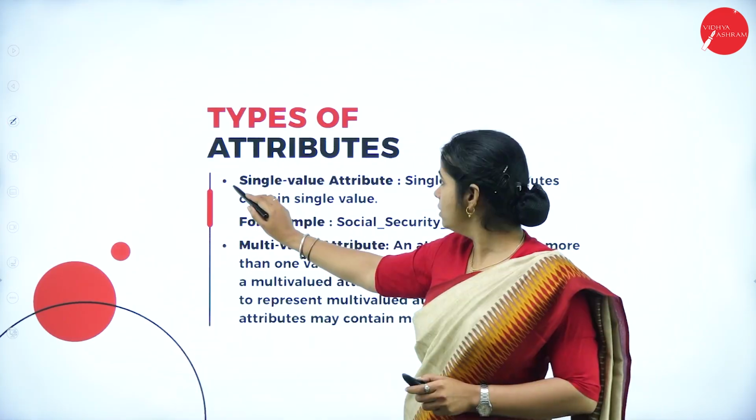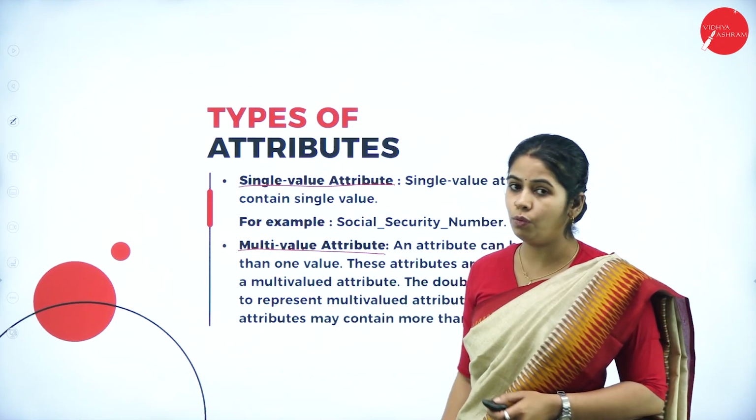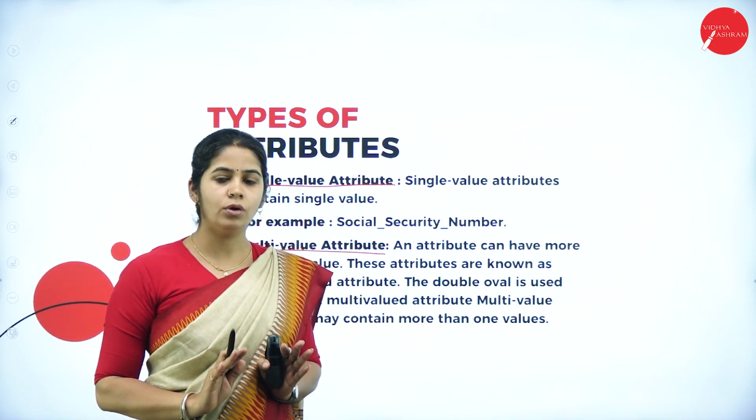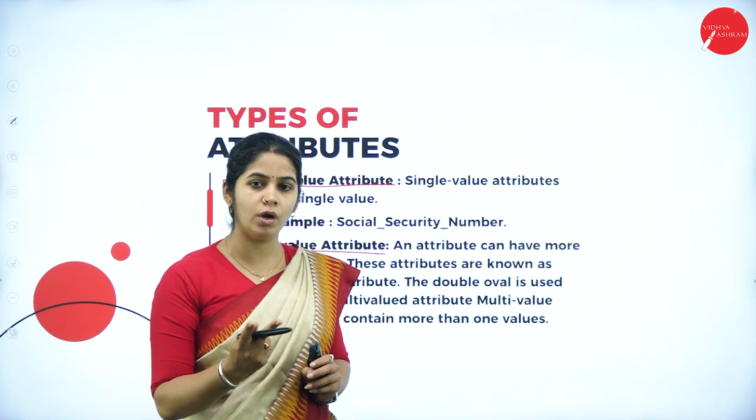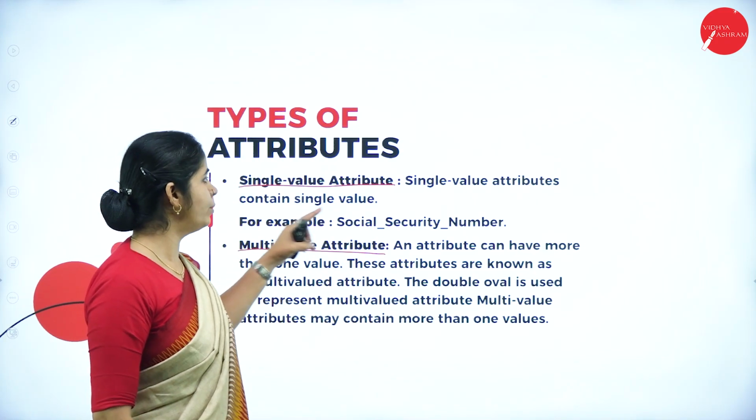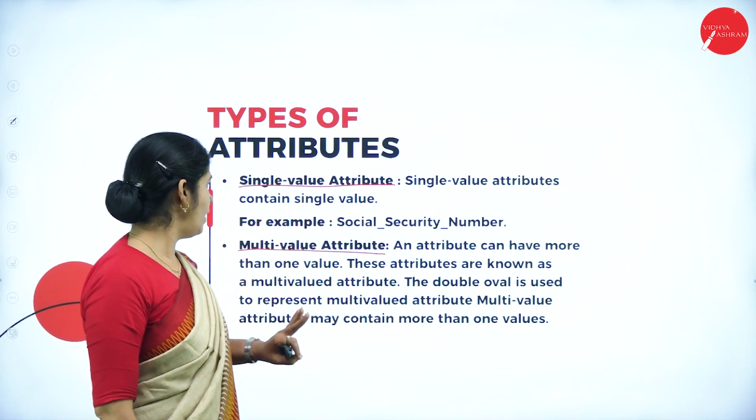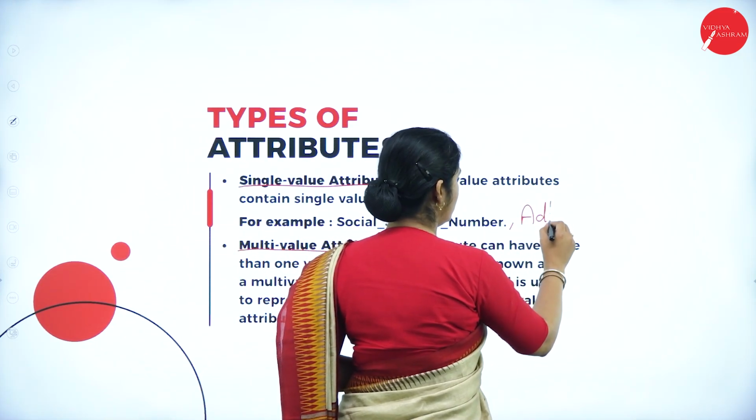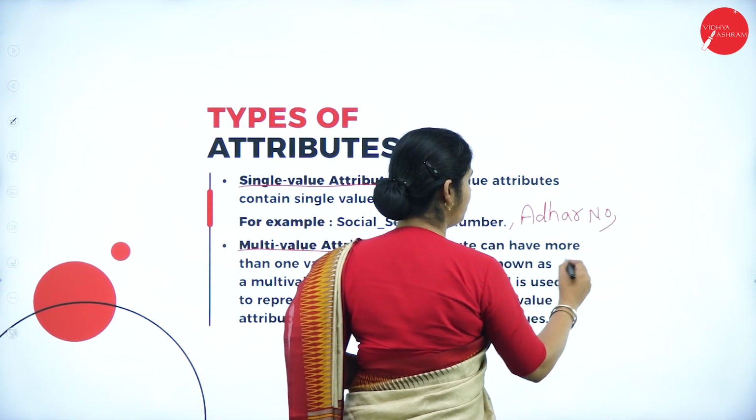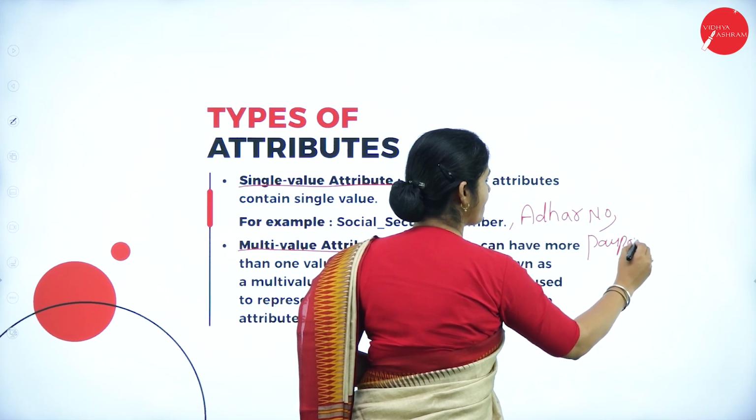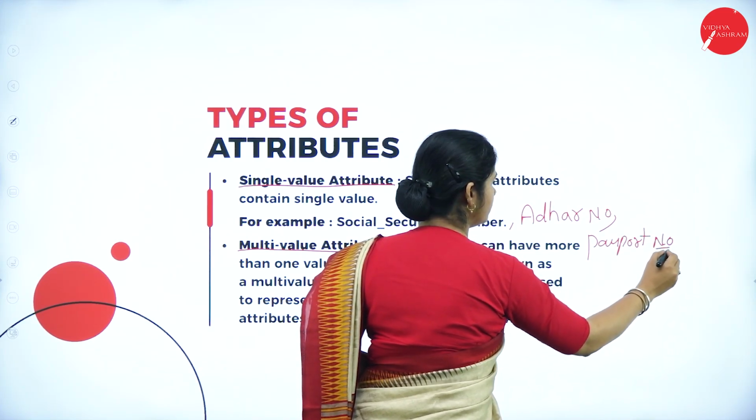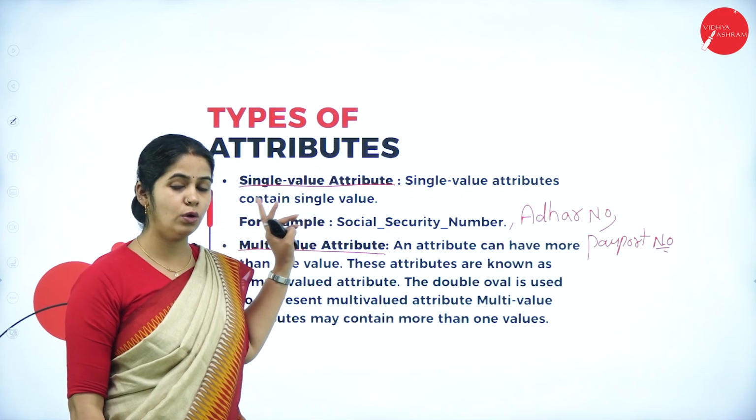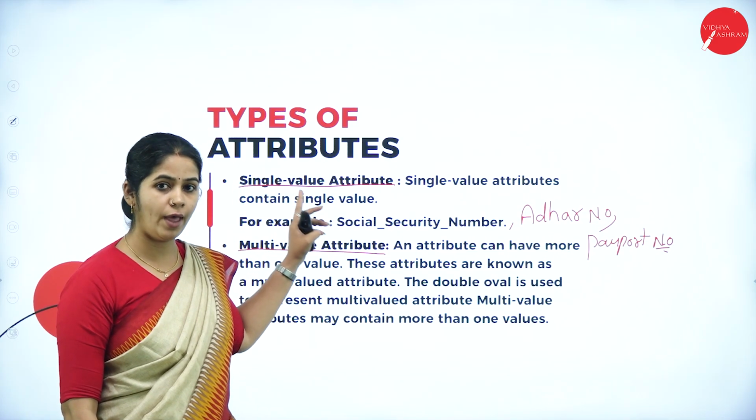Next, we have single-value attribute and multi-value attribute. What do you mean by single-value attribute? An attribute having only one value. For example, roll number, only one value. We cannot give two roll numbers to a student. A single-value attribute contains a single value. For example, social security number, or I can say Aadhaar number, passport number. These all have a single, unique value which cannot be replaced. Those types of attributes are called single-value attributes.